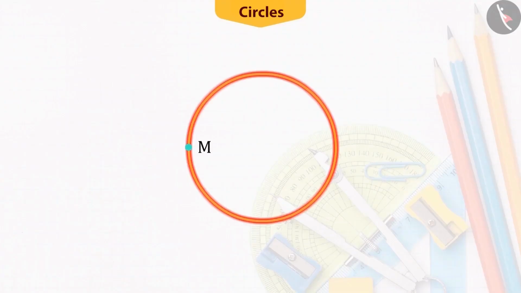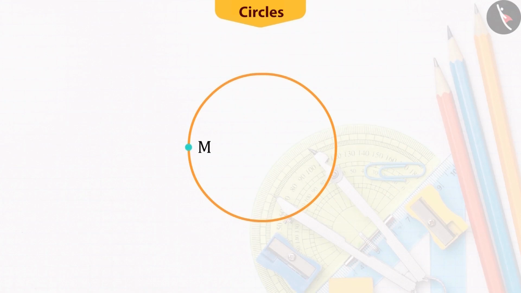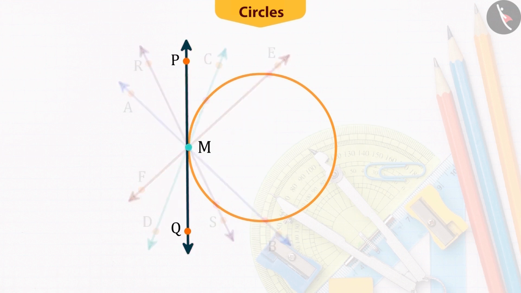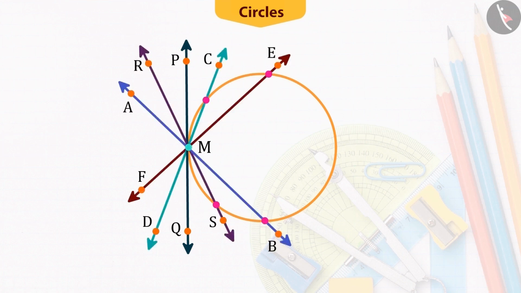Can you draw any other line on this circle passing through the point M? Let's give it a try. From the point M, let's draw some lines on the circle. You can see that all the lines intersect the circle at a point other than point M. So all these lines are the secant lines of the circle. But the line PQ intersects the circle at only 1 point M. It is the tangent of the circle at point M.